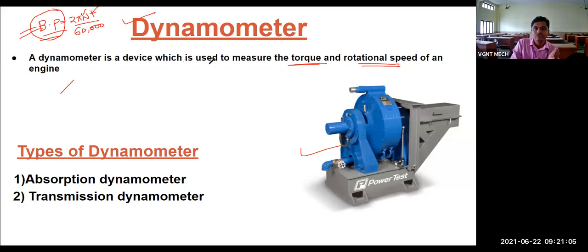It is a device which is used to measure the torque and rotational speed. Okay, so torque is capital T, rotational speed is capital N. These two values it will measure, and hence we can calculate the brake power of the engine by using this dynamometer. So two types of dynamometer we have discussed in our last class already. The first type is the absorption type dynamometer because it will absorb the engine power. The second one is the transmission type dynamometer because it will transmit the engine power from one engine to another one. Okay, so this is regarding the dynamometers.